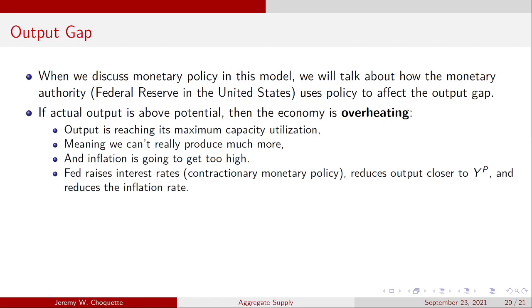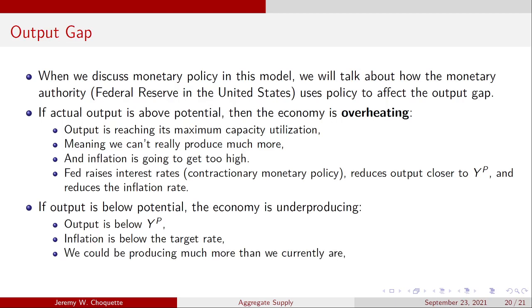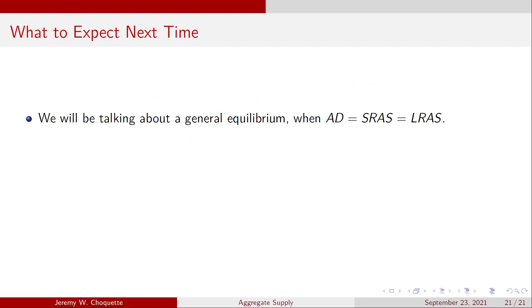Now, in that case, what would happen is the Federal Reserve would raise interest rates, or what's known as contractionary monetary policy, to reduce output and close the output gap to make sure output is closer to potential and therefore reduces the inflation rate. Now, if output is below potential, the economy is underproducing. That's not good either. Output is below potential, and inflation is below the target rate of inflation. We could be producing a lot more than we currently are. So in this case, the Fed would cut rates to try to stimulate borrowing and lead to economic growth.